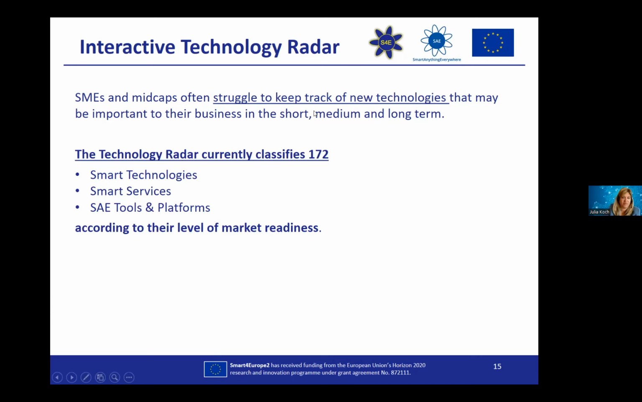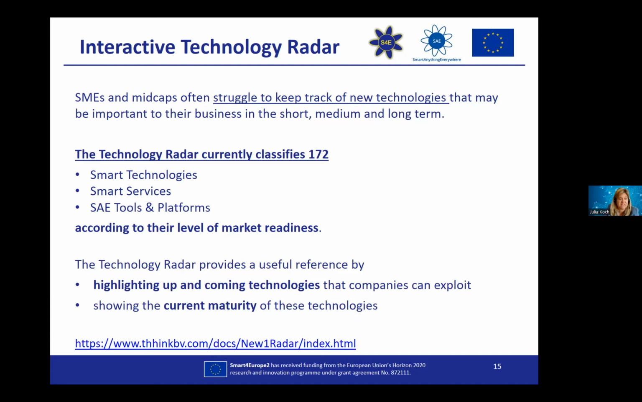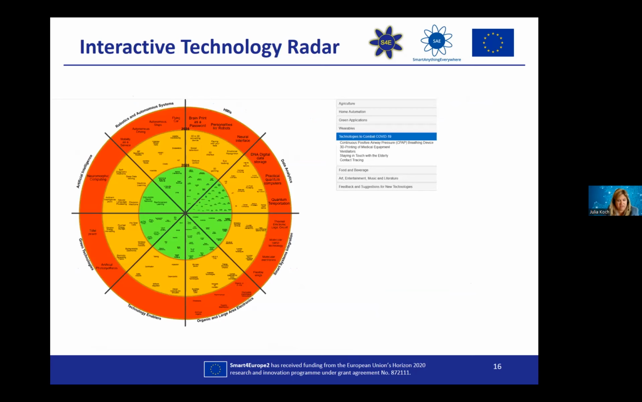So the technology radar currently classifies 172 technologies, so smart technologies, but also smart services, SA tools and platforms, according to the level of market readiness, which means they're highlighting mature, but also immature technologies that are coming up or that are already there. And this is the link for the technology radar. And it looks like this.